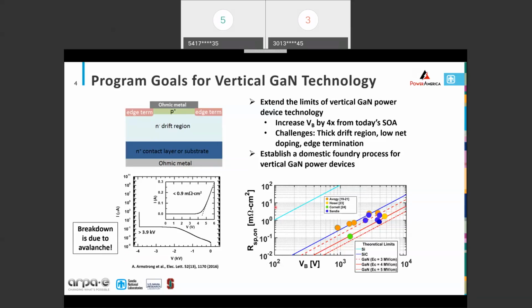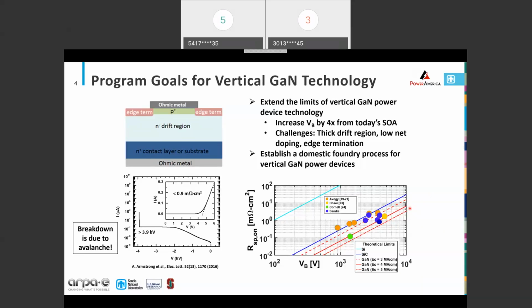The plot on the lower right just shows where that particular device lies. There are various versions of this plot out there, and actually quite a few more devices in the literature than I have shown here. But you can see where that falls, and I marked 3 different limit lines for GaN, because we're not really sure what the critical field is. That's something we're looking at in this program. I'll talk about that later in the talk as well.